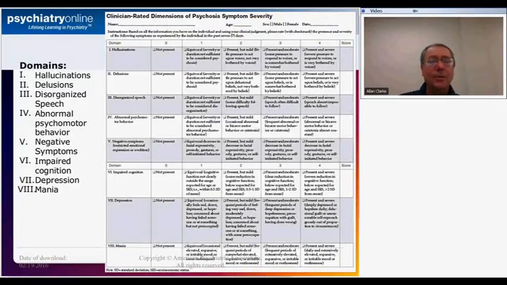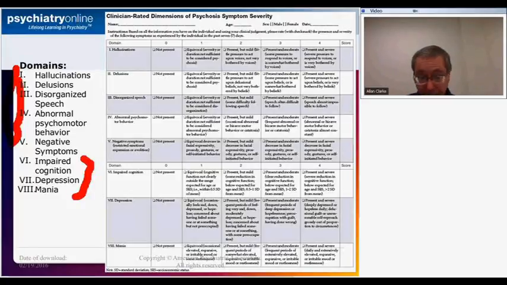Now, in the diagnosis, there's room to be fairly detailed about the severity of the psychotic symptoms. And so we have 8 domains. We've got the 5 dominant domains here. And then they've added impaired cognition, depression, and mania to capture the full picture that you might see in a schizoaffective presentation. And then you can rate this from 0 to 4 on this scale.